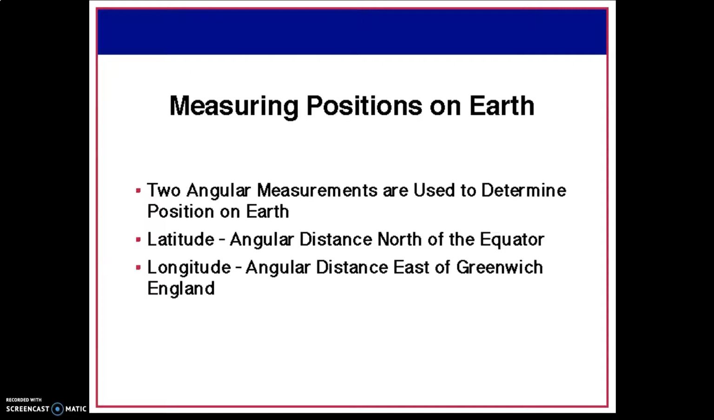You're going to need to know that for your test. The reason it runs through Greenwich, England is because this system was developed there. This is where that started. So we have angular distance east or west of Greenwich, England, which deals with longitude, and angular distance north or south of the equator, which deals with latitude, both measured in degrees.